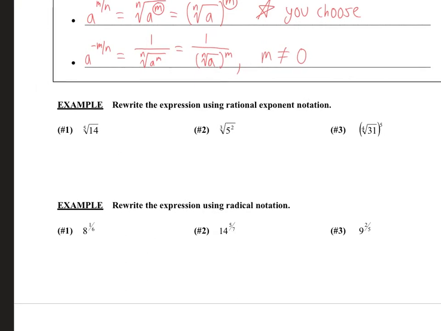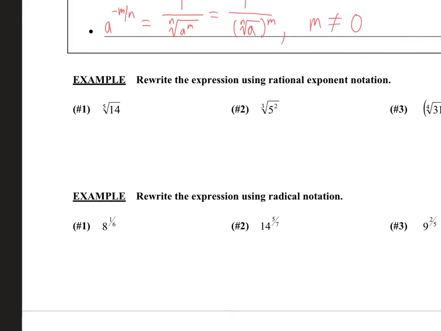So, examples 1 through 3, all we're doing is just rewriting the expression using rational exponent notation. So that means we're taking the roots and the exponents and writing it as a fraction exponent, rational exponent notation. Okay? So we have the fifth root of 14 here. Well, 14 is not to any power, so if there's no power there, it's going to be to the first power. And then the 5th root is going to go down here, and that's going to be 5. So the 5th root of 14 is the same thing as 14 to the 1/5 power.